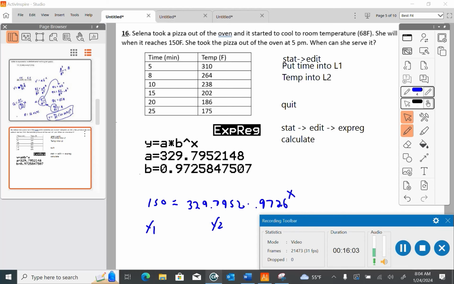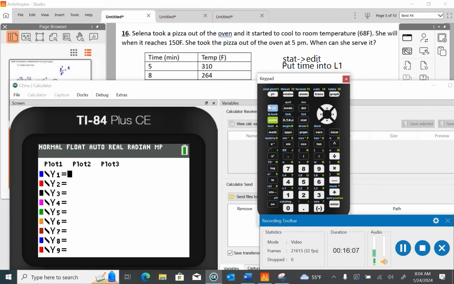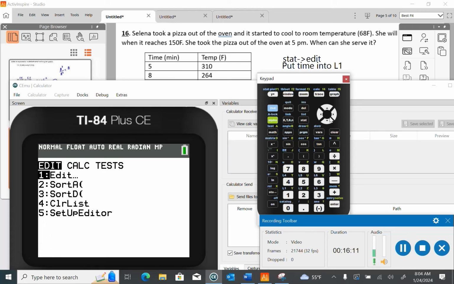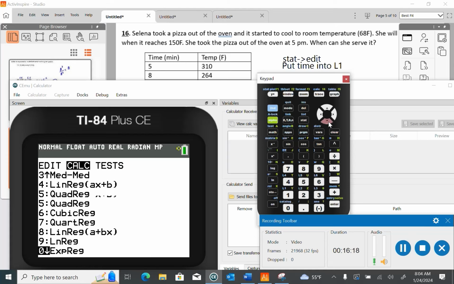All right, so I'm back again. So y equals this thing. Actually, I'm going to do something a little different. I'm going to go to stat calc. I'm going to rerun through this process. That was an exponential regression.